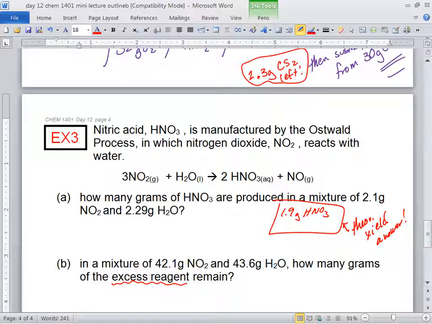Did anybody else get 1.9 for part A as a final answer? Okay, good. Connor, that's right. And there's one last part, part B. And part B I added this morning.